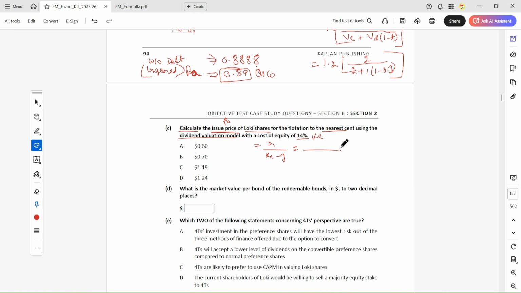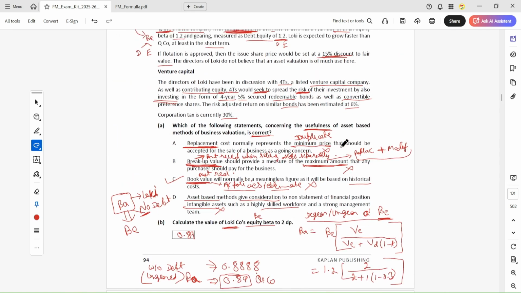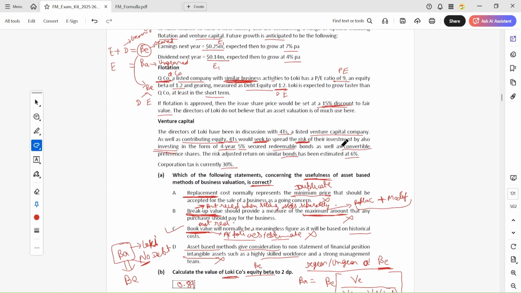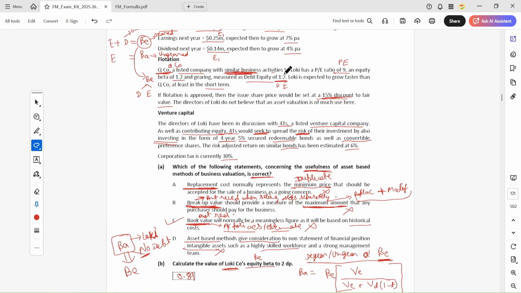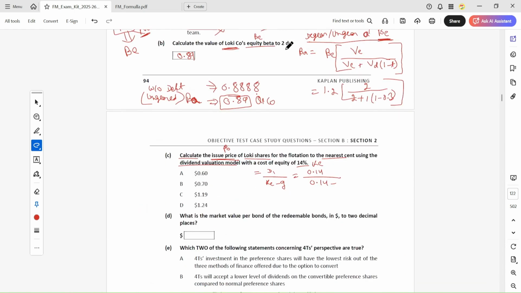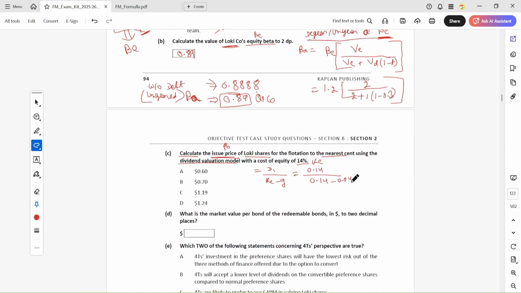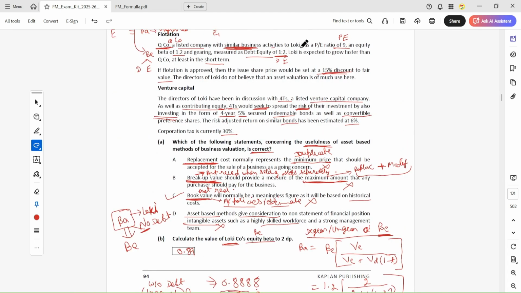So D1 is 0.14, KE is 4, minus the growth which is given here as 3%. Million, and this we give the discount of info.